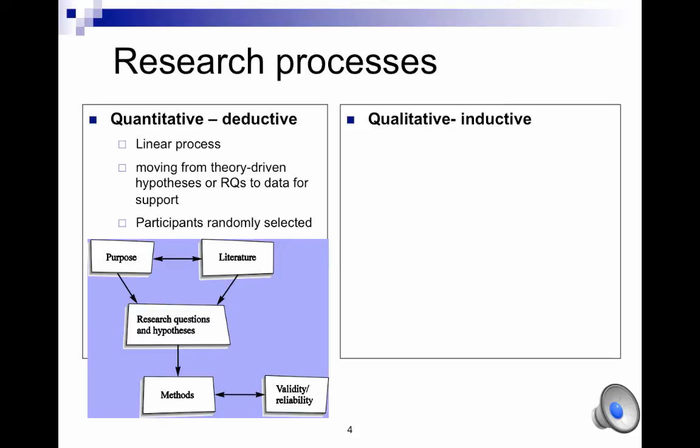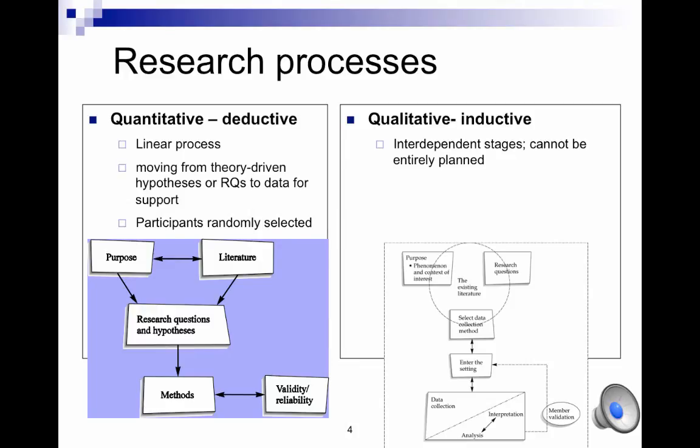On the other hand, qualitative research is inductive because the different research stages can be interdependent and nonlinear. For example, researchers formulate broad research questions based on their purposes in existing literature, but as they collect and make sense of data from observations, texts, or interviews, they are also open to new research questions.